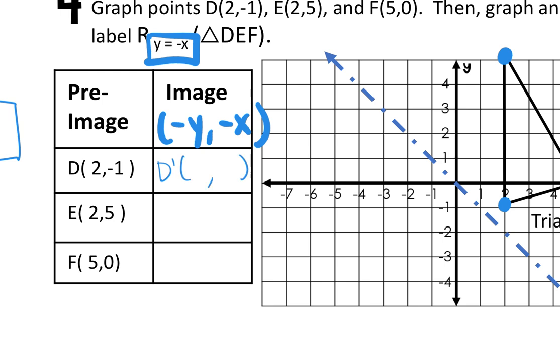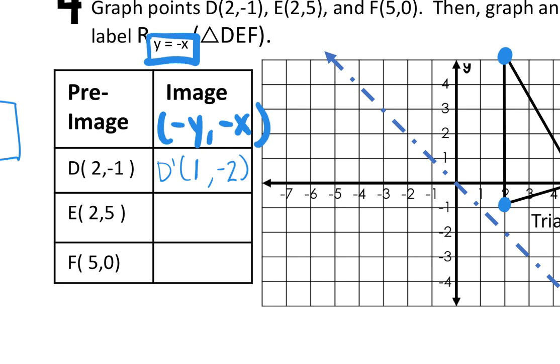All right, so 2 goes first. Negative 1 is in the second position. Let's flip those. So negative 1 should go first, but we need to change the sign. It was negative 1. Now it should be a positive 1. That 2 that goes first in the original point now is going to come second, and it needs that flip of sign. It was a positive. Now it's going to be a negative 2.